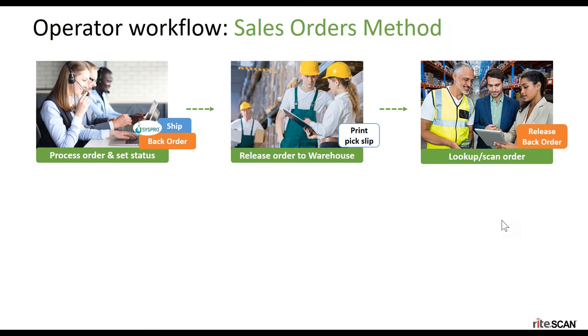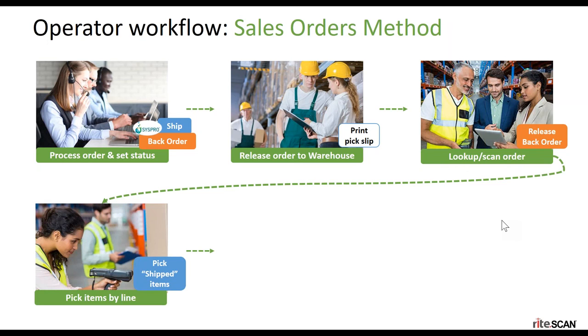So once they're out in the warehouse, the operator is going to either scan or look up the available orders to pick using riteSCAN. Now, just a thing to note at this time, only the items that are in the ship column are available to pick in this process. So for back orders, for example, if there is back order on the order, the operator can release that back order stock to the ship column at that time as well, and then go ahead and pick the full quantity that's expected at that time as well. So the riteSCAN operator will then go ahead and pick those lines.